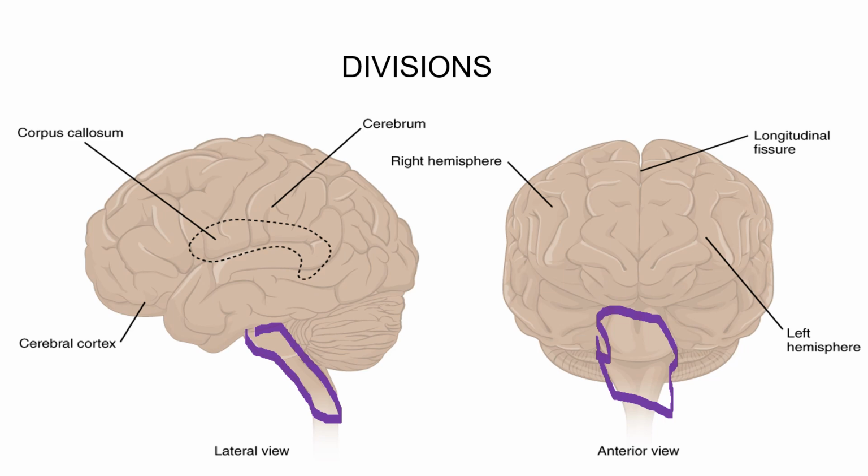So many different divisions: the cerebrum, the diencephalon, the cerebellum, and the brainstem. And if I'm going too fast, don't panic, don't worry. We're going to cover every single one of these on individual slides coming up shortly.